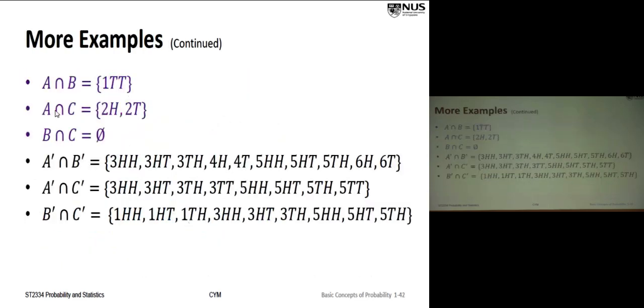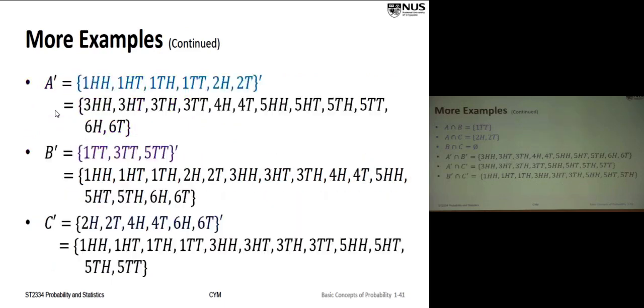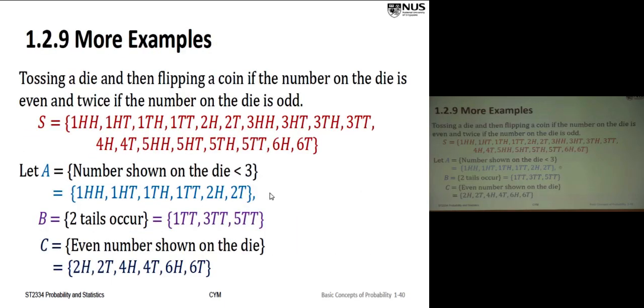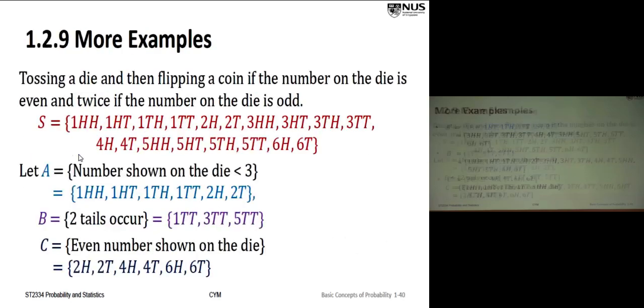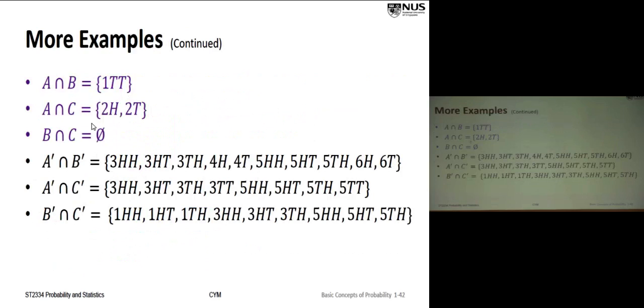Similarly, I can take A intersection C, so it's the same operation. I look at all of these, and I look at all of these, and I look at where the common events are. This one is common, this one is common, and that looks like that's it. So I get two elements there. B intersection C is apparently empty. If I look at B, that does not occur with C, so that's empty. And you can do the same thing a few more times over.